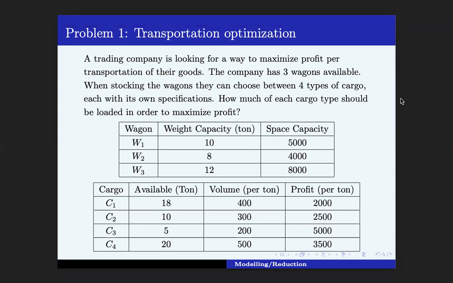So is this problem clear? Yes, sir, it's clear. Okay. So how do you solve this problem? That's the main question.